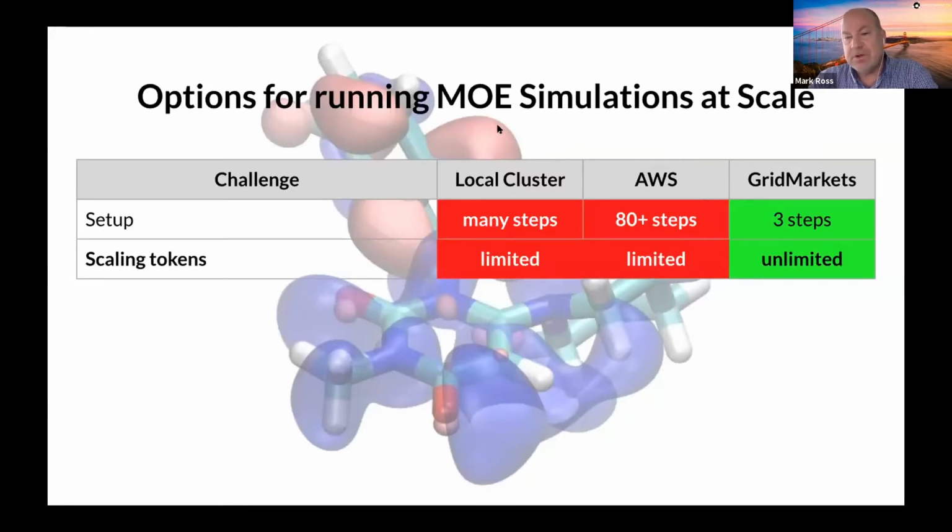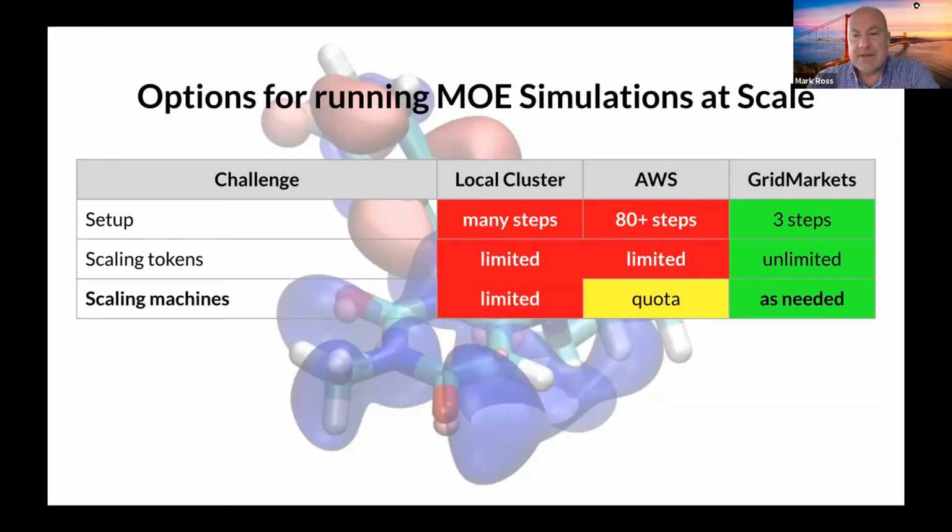There's the issue of scaling your tokens. If you are using a local cluster or an AWS solution, you're using your own tokens. And so as a consequence, you have a limitation on how much you can scale. In the case of GridMarkets, because of our partnership with CCG, you can scale to an unlimited number of tokens as you need them, and you only pay for them again while you're using those tokens.